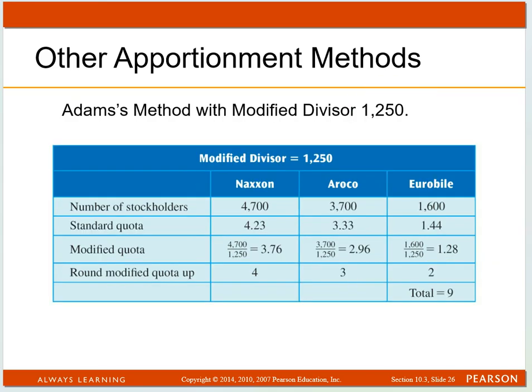So he tries again with a bigger number. He goes to 1,250, and he gets 3.76. He would give the upper quota, which is 4. 2.96, the upper quota is 3. 1.28, the upper quota is 2. And now it adds up to 9. And boom, he did it. He's cool.